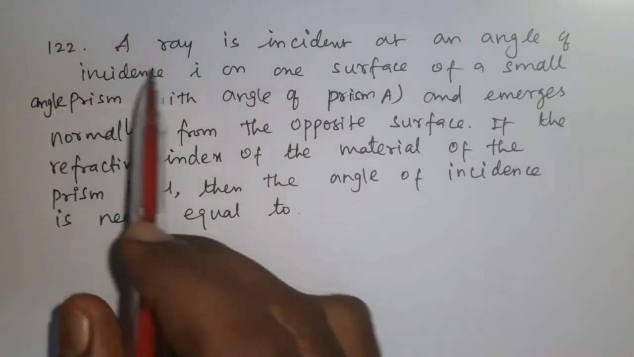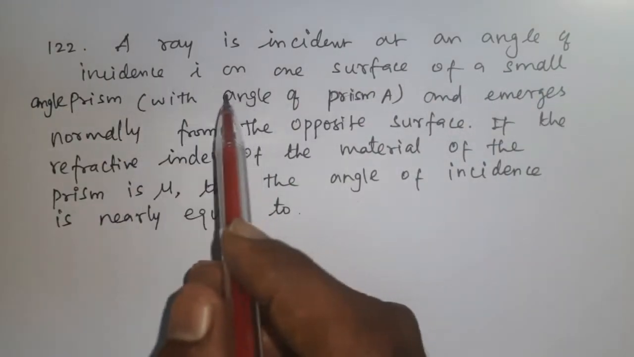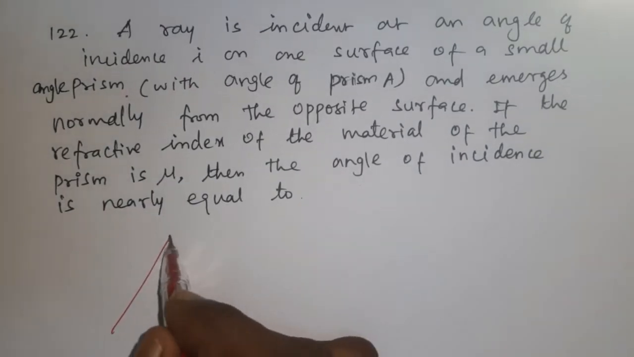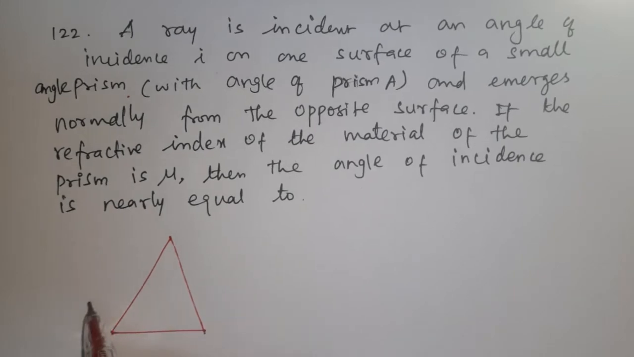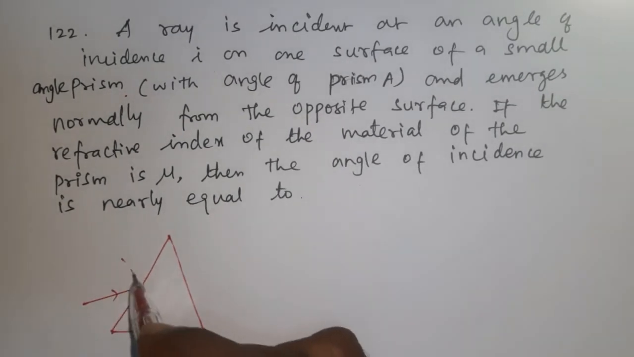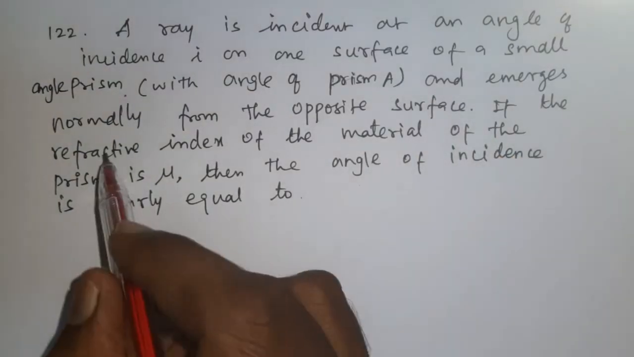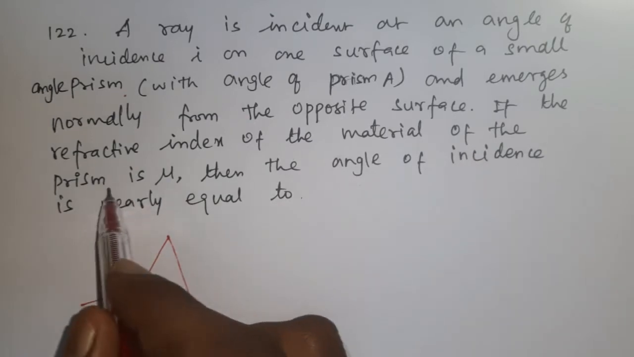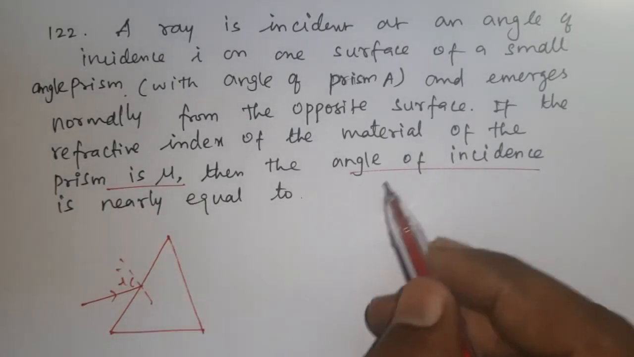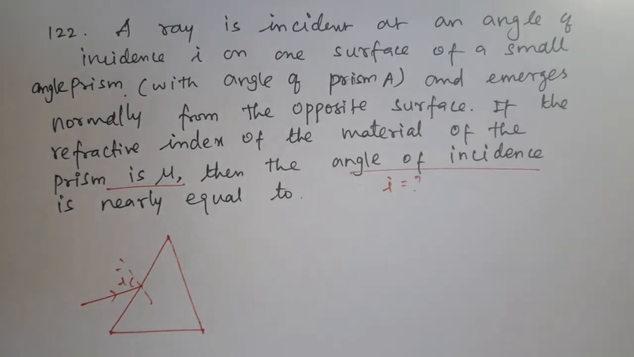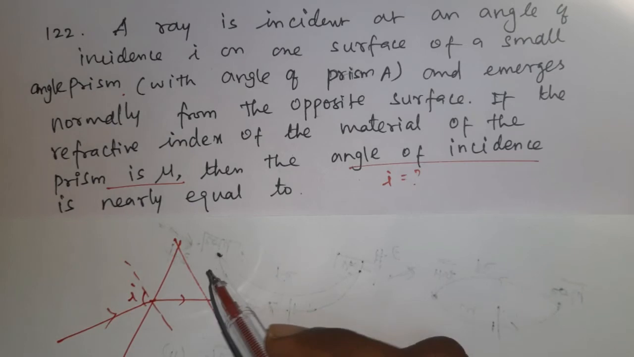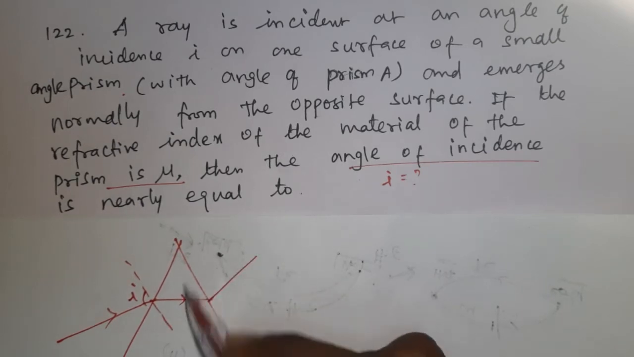Question number 122. A ray is incident at an angle of incidence I on the surface of a small angle prism. So let us consider this is the prism. On this prism, light is incident at an angle of incidence I and emerges normal from the opposite surface. If the refractive index of the material of the prism is mu, then the angle of incidence is nearly equal to. So we have to find the I value. This is the angle of the prism. This is the incident ray. After refraction, it will pass like this. After that, it will emerge perpendicular to the surface.